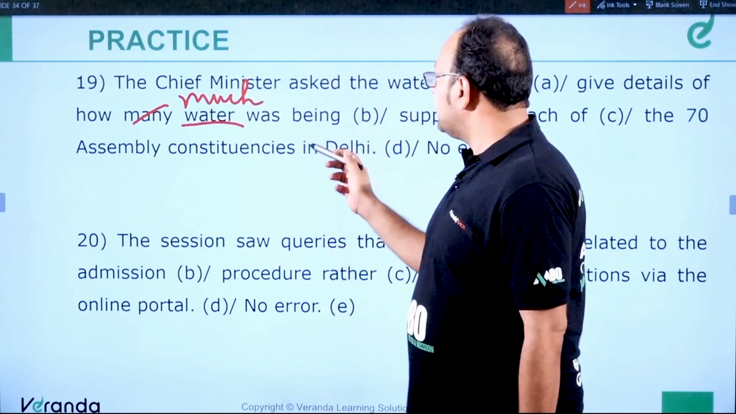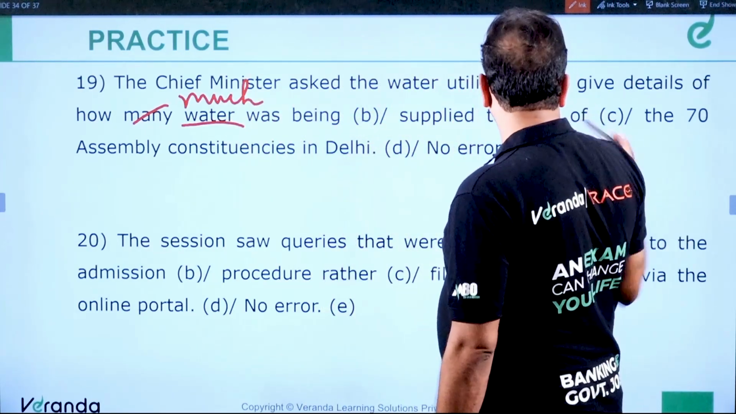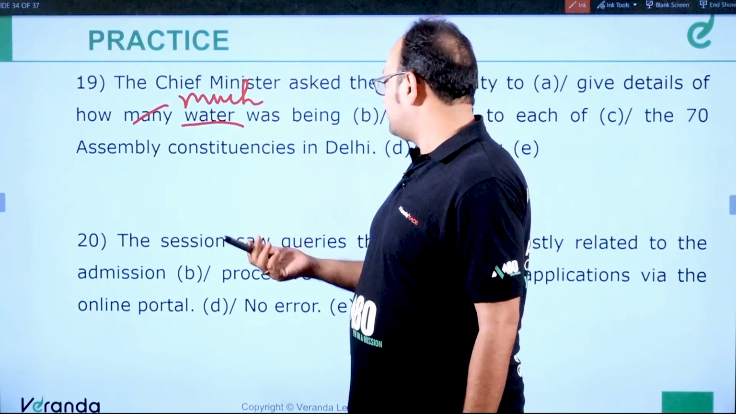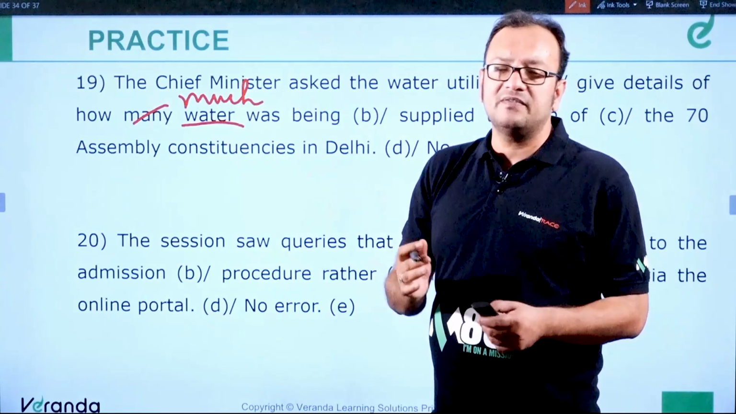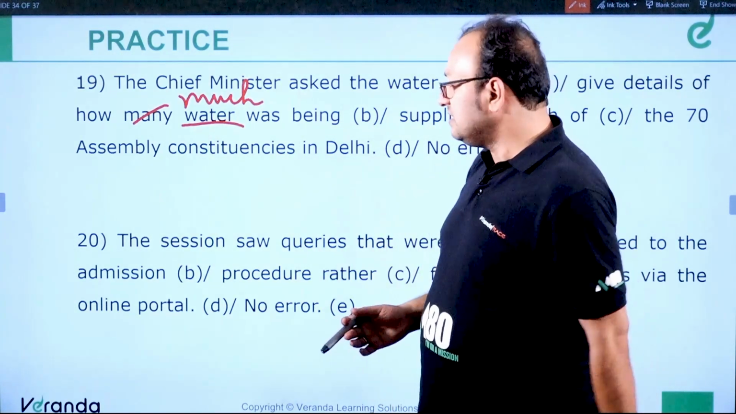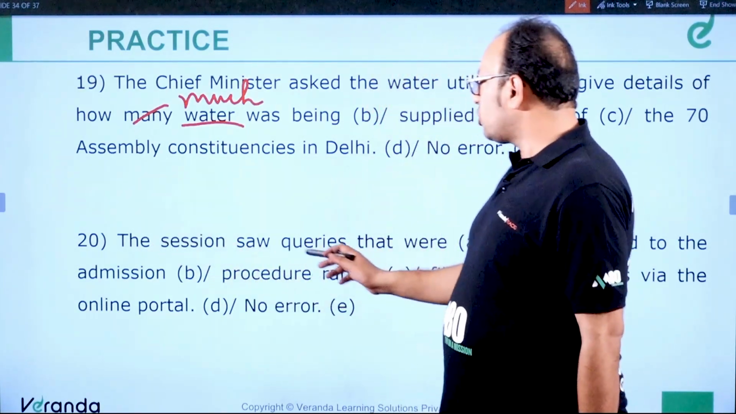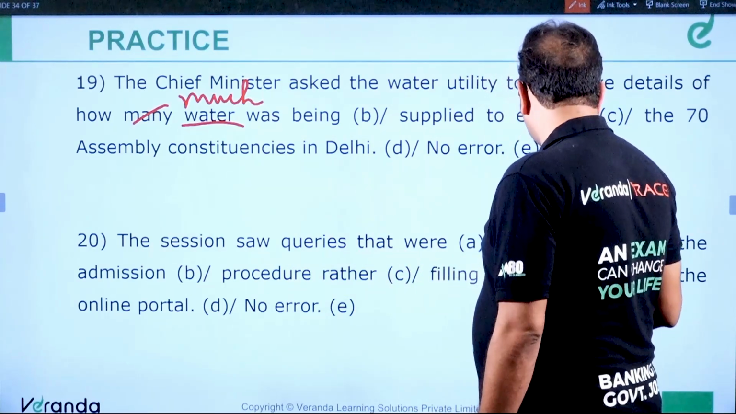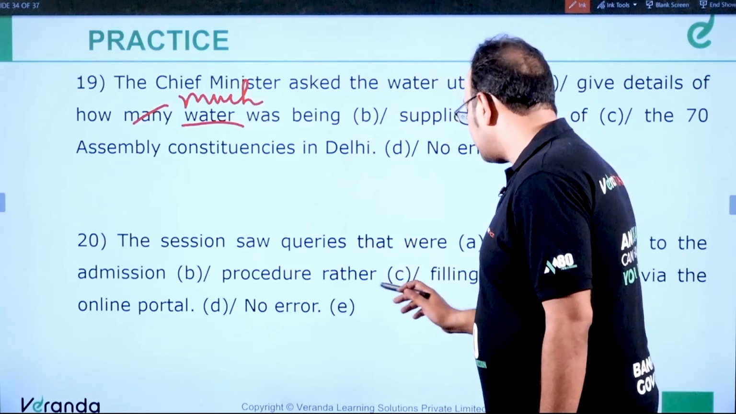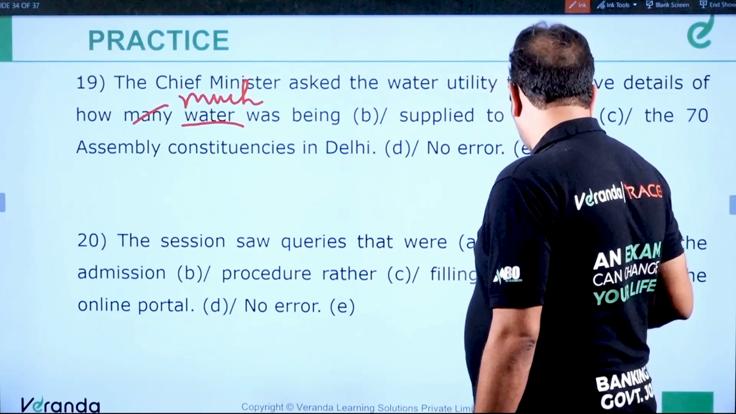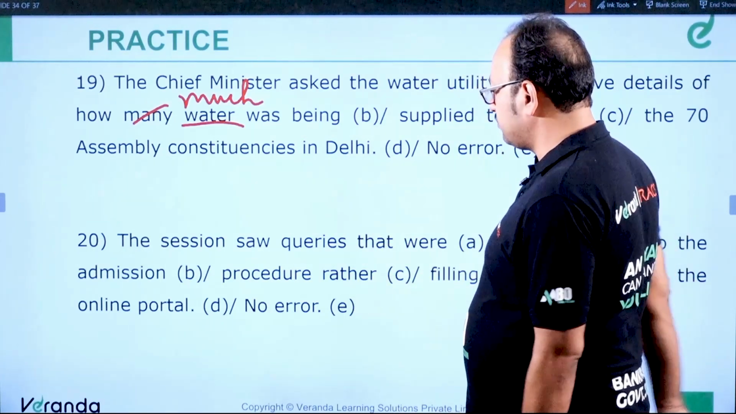How much water was being supplied to each of the 70 assembly constituencies in Delhi. It should be how much water, not how many. Many is used for something which can be counted. Water cannot be counted, right? The session saw queries that were mostly related to the admission procedure, rather filling up applications via the online portal.